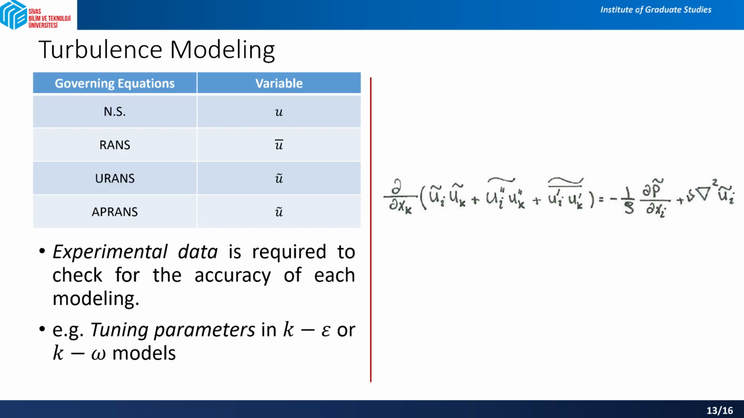There is a paper from my PhD supervisor, Professor Uzol. He wrote this paper back in 2002. I strongly advise you to go over this paper as well. Some part of this paper says that you have three different averaging operators being employed. The first is the ensemble averaging that accounts for the turbulence and is used in unsteady runs, in URANS runs.